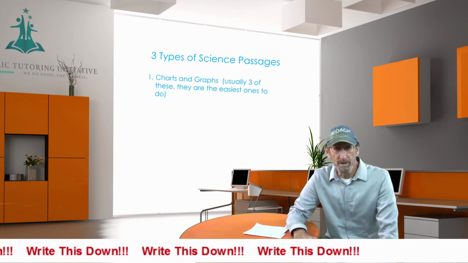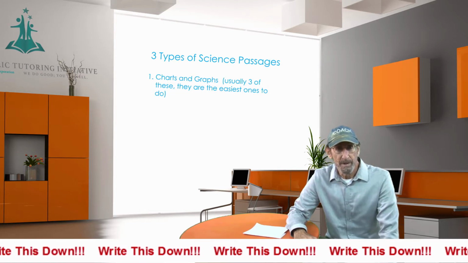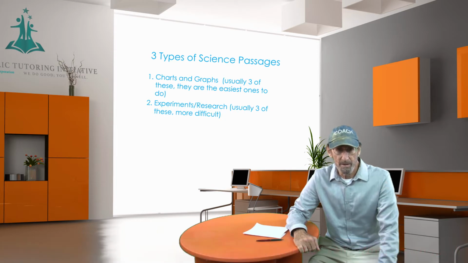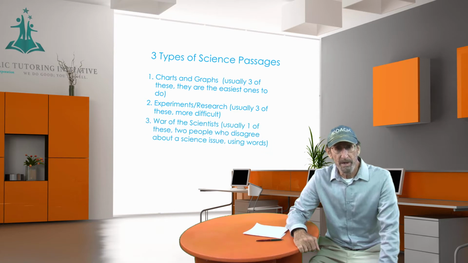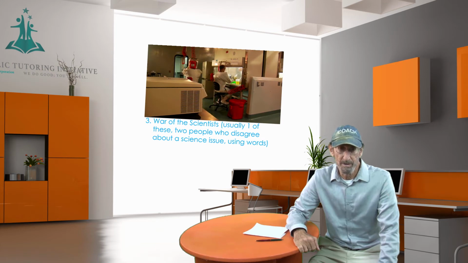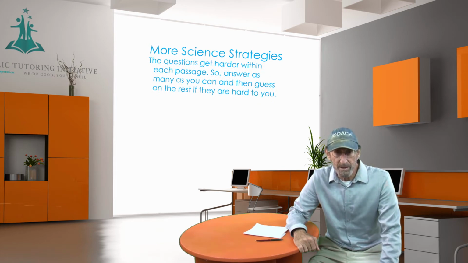Okay, you're going to have 3 different types of passages. The easiest ones are charts and graphs. Typically, there are 3 of those. The next group is called experiments or research. There are typically 3 of those. And the hardest one is what I call the War of the Scientists, because it is typically 2 people arguing with words about science.